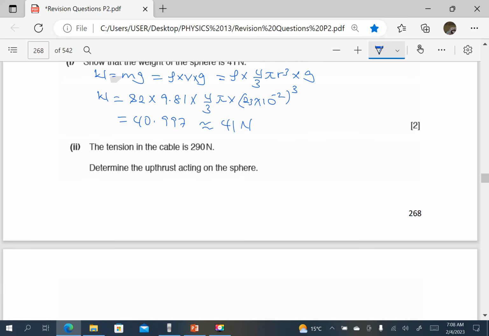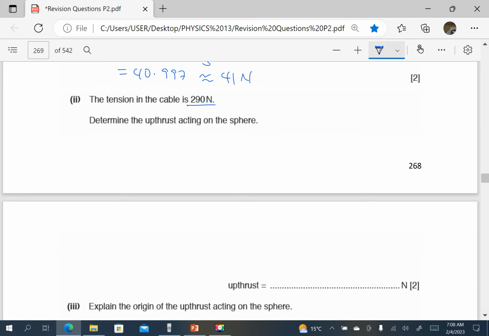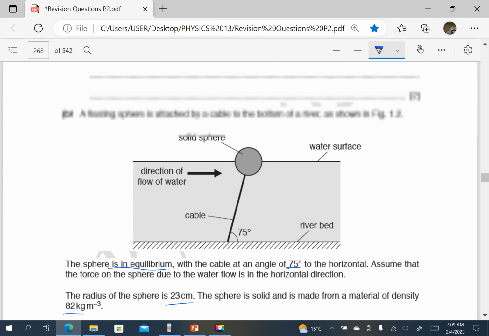The tension in the cable is 290 newtons. Determine the upthrust acting on the sphere. So if the tension is 290 newtons, the upthrust acts in the vertical direction.